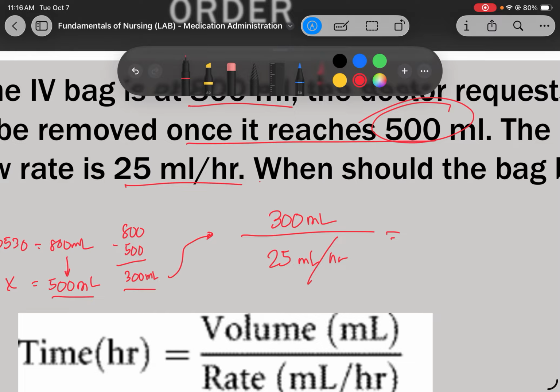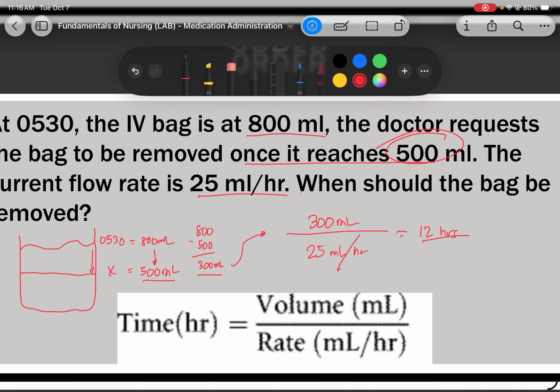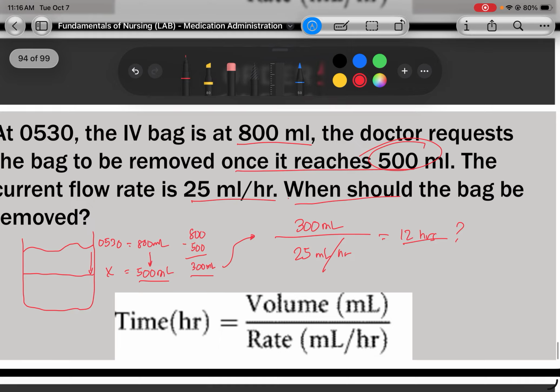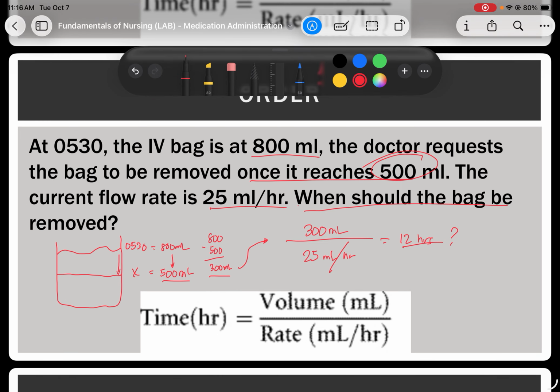Now, 300 divided by 25 is what? 300 divided by 25 is 12 hours. It takes 12 hours. Since it is 12 hours, is that the final answer? No. Because the question is, when should the bag be removed?